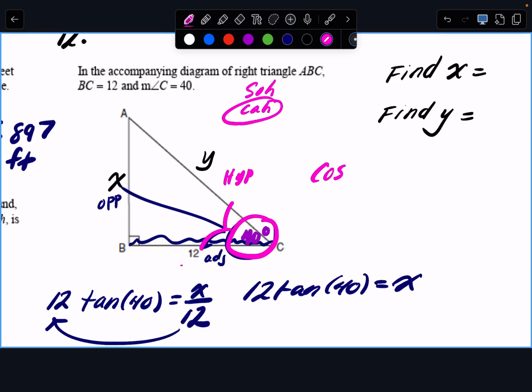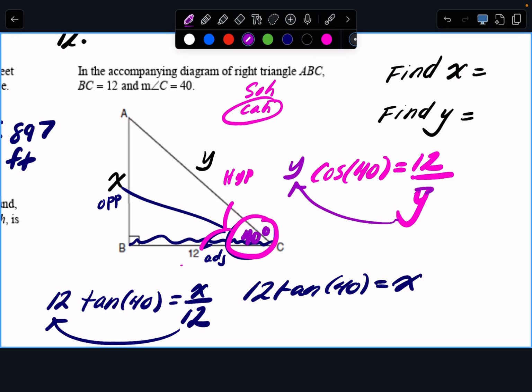So then you're going to say cosine of 40 equals adjacent over hypotenuse. Now, in this case, the algebra is a two-step problem because this time the Y is on the bottom. So what would I do first? Times Y. Yes, times Y. Then divide by cosine of 40. You're right.